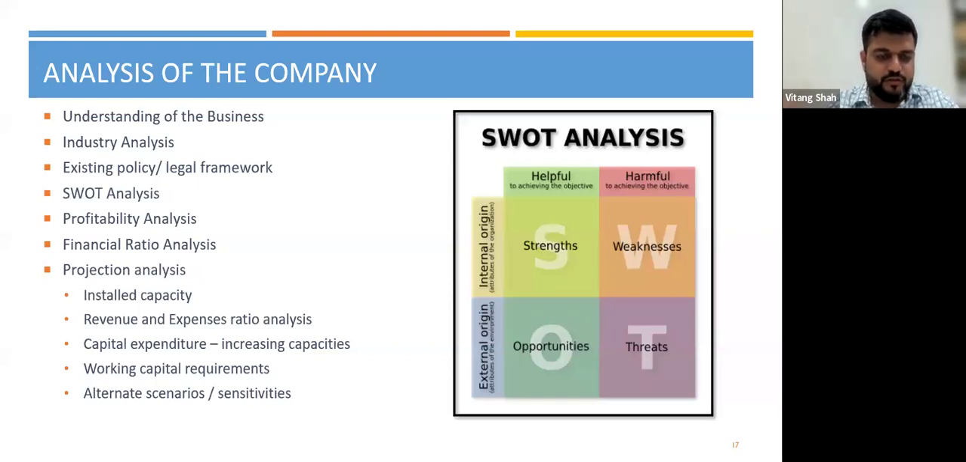Then, as I said, when you do the analysis for the projected period, you need to look at the capacity which is there for a company, to what extent it is utilized. You do the analysis of the revenue and expense and try to check whether the company has been very aggressive in terms of their revenue projections and the expenses.